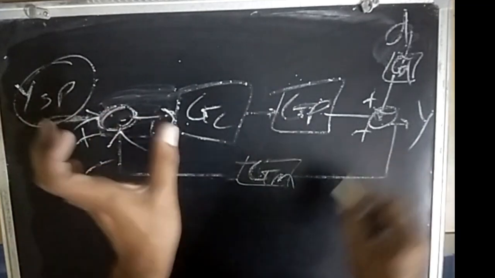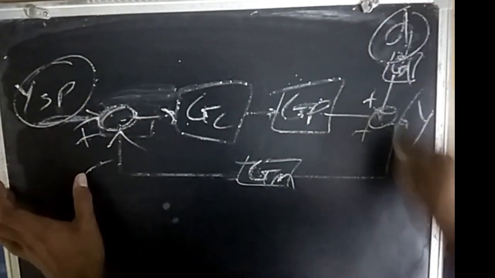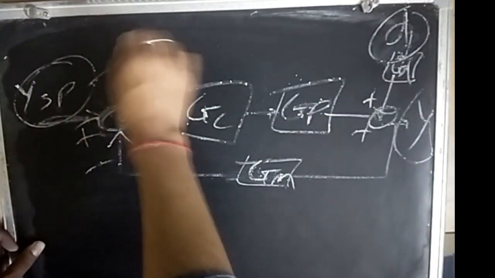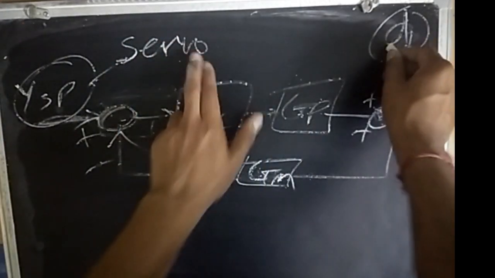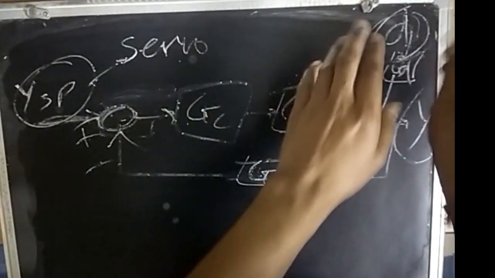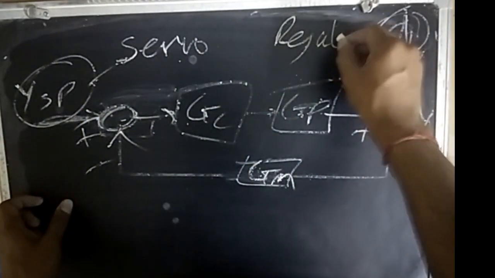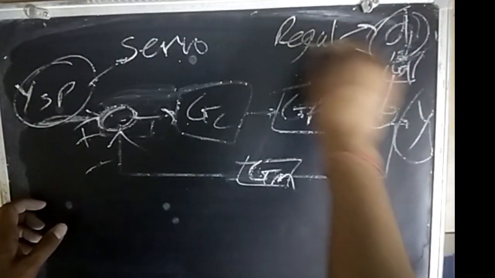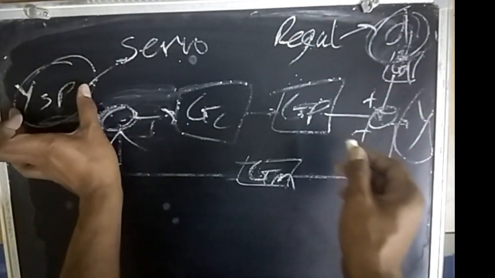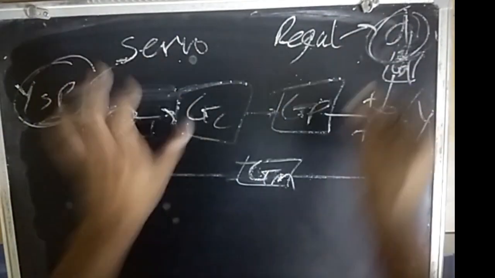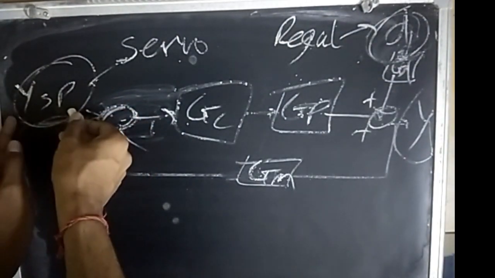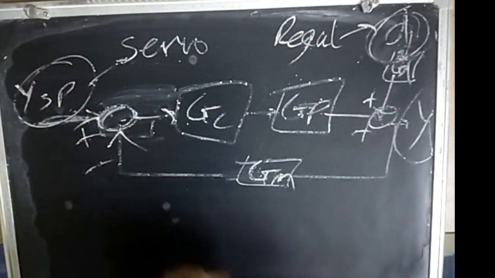So this YSP, because I have three things, YSP, D and Y. If my YSP is changing, then this is servo, but in servo D is 0. Okay, in servo D is 0, while if my YSP is 0 but my D is changing, then this is regulatory, in which the D will change. So if one is non-zero, then the other one is 0. So in servo D is 0, in regulatory YSP is 0. Simple.